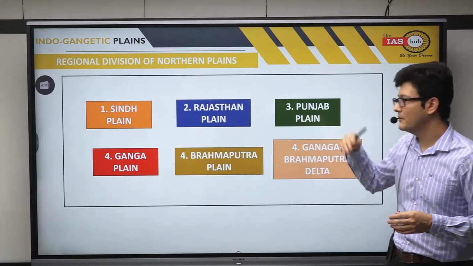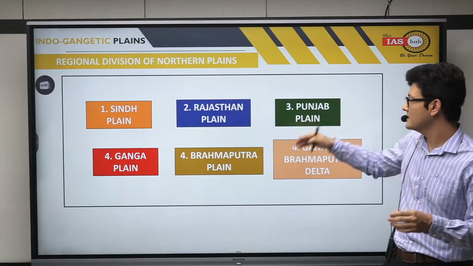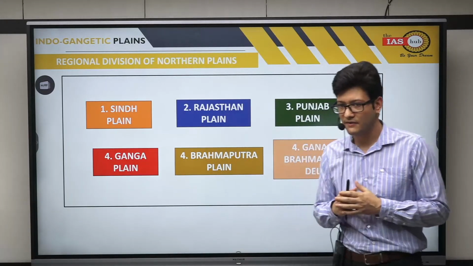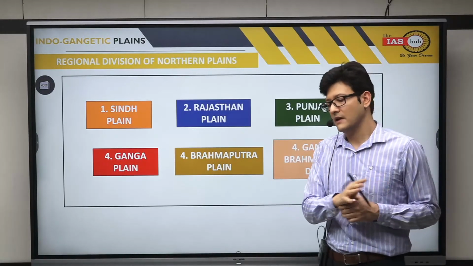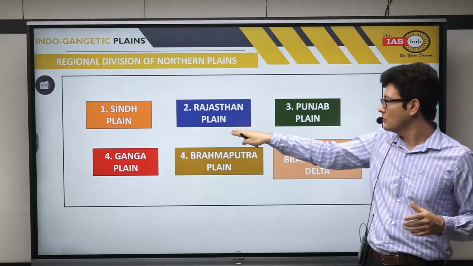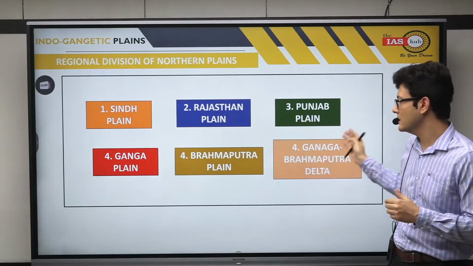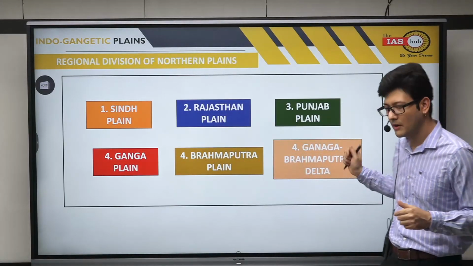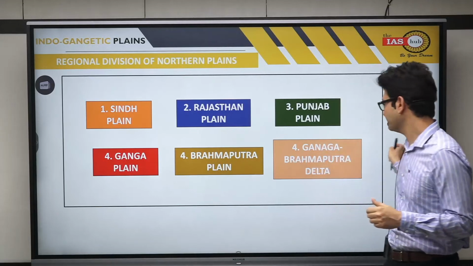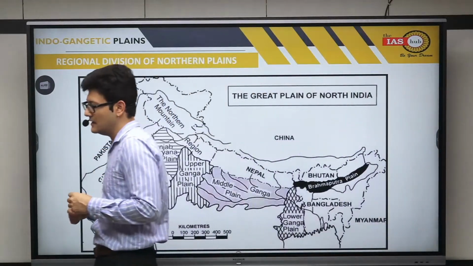So we have Sindh plain, moving from the western side towards the eastern side. We'll find Sindh plain on the western side, as we have discussed already, the Suleiman and the Kirthar range in the Pakistan area. That area is known as Sindh plain. Then we have Rajasthan plain moving towards the eastern side, Punjab plain, Ganga plain, Brahmaputra plain, and Ganga Brahmaputra delta region. So now this regional division can be seen clearly through this map.